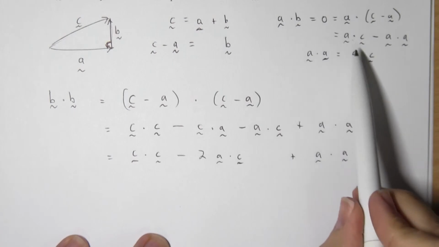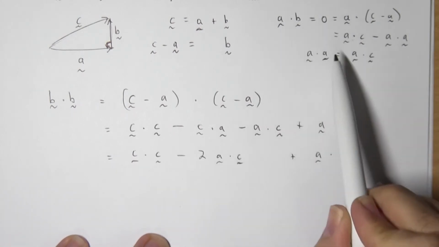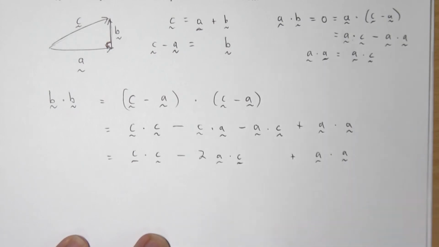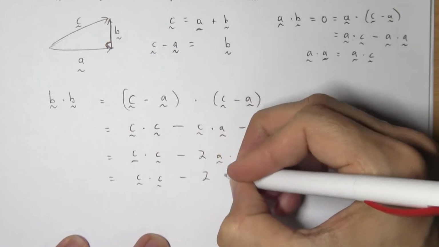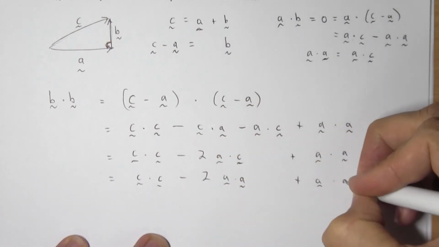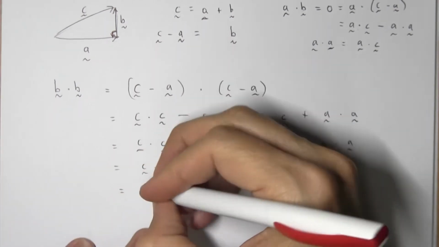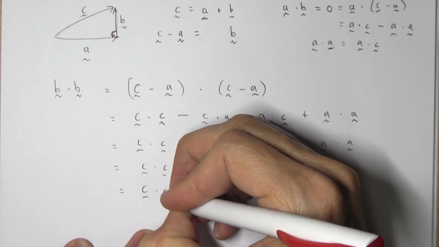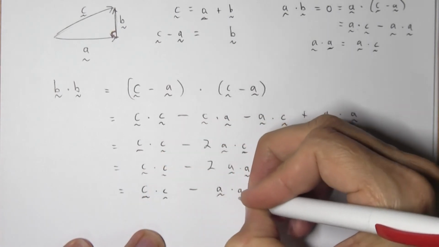Now we're going to go back to this result from before. A dot C is the same as A dot A. So I've got C dot C minus two lots of A dot A plus A dot A. Well, I've got minus 2 A dot A plus A dot A means I've got C dot C minus one lot of A dot A.